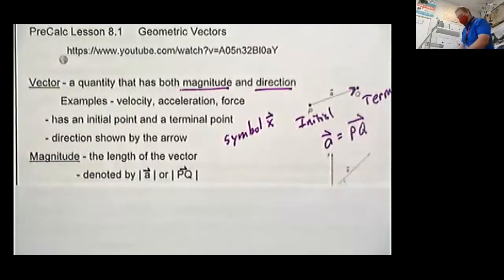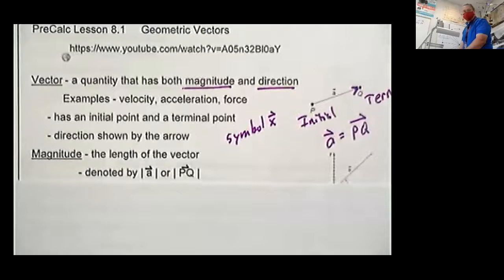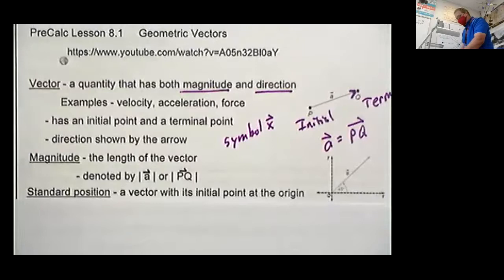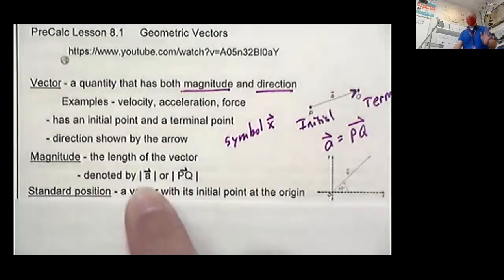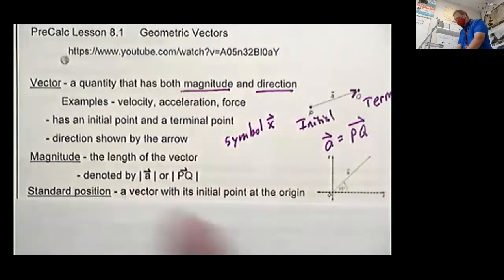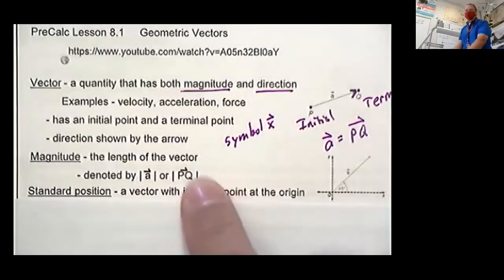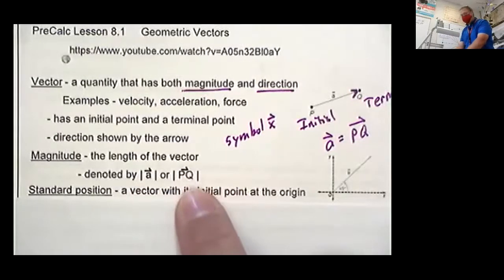What is the magnitude? The magnitude is simply the length of the vector. The length of the vector is denoted by the absolute value symbols. Now this is not absolute value, but we're going to use the absolute value symbols to denote magnitude. So for our vector, that would be the magnitude of vector A. Again, we can use the endpoints to name that, the magnitude of vector PQ.